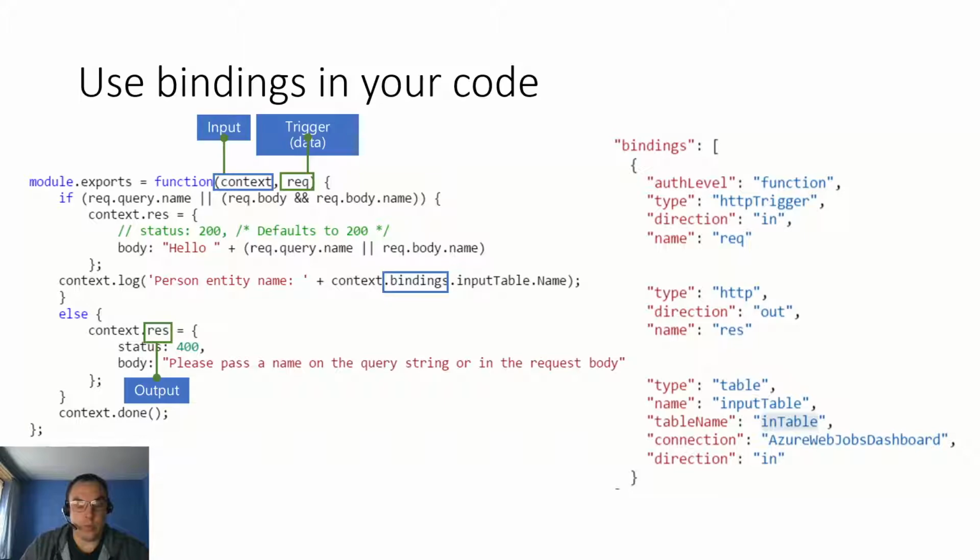The second part is again an HTTP type. The direction is outbound, and the name there is res, or result. You could call that anything you want, of course, but I'd say keep it logical. And then the last part is about a table, an input table, which is an additional binding. We'll see in the next slide. Those bindings are fairly easy in many ways to get interacted with certain functionality.